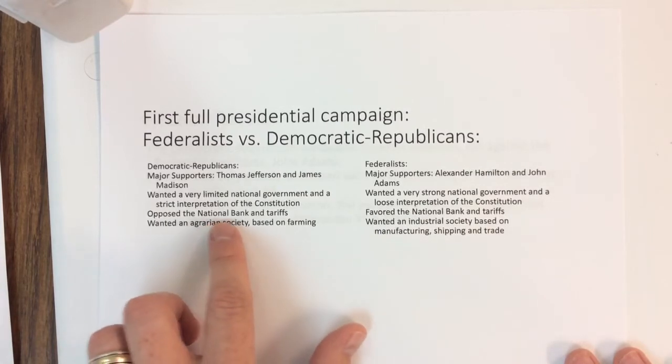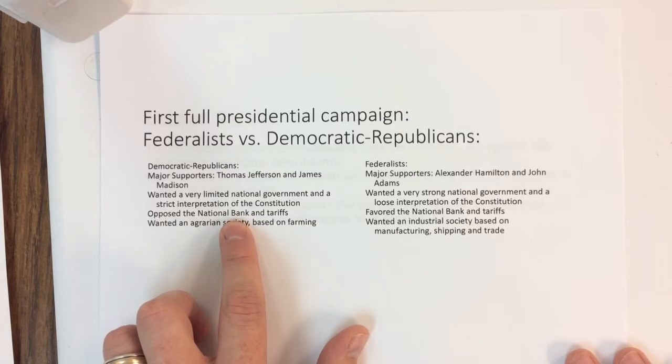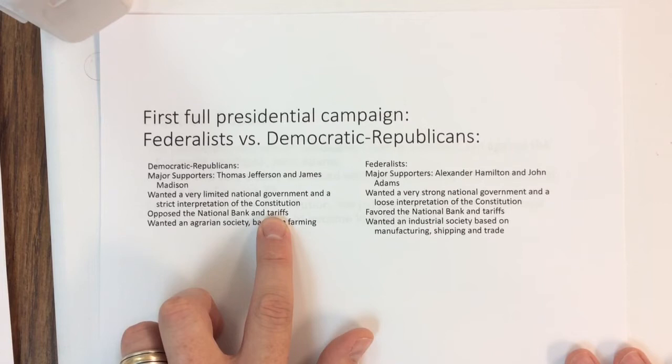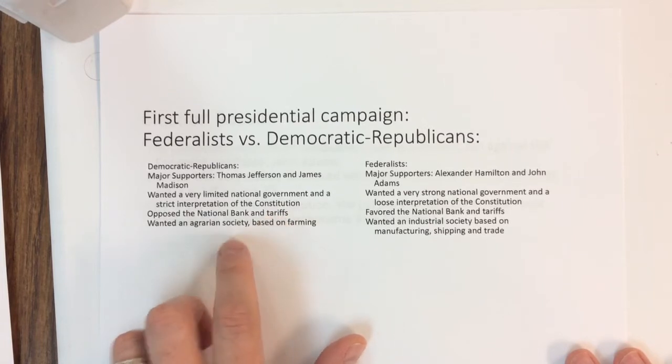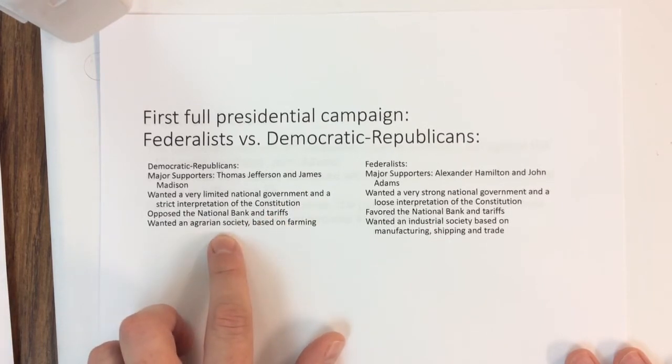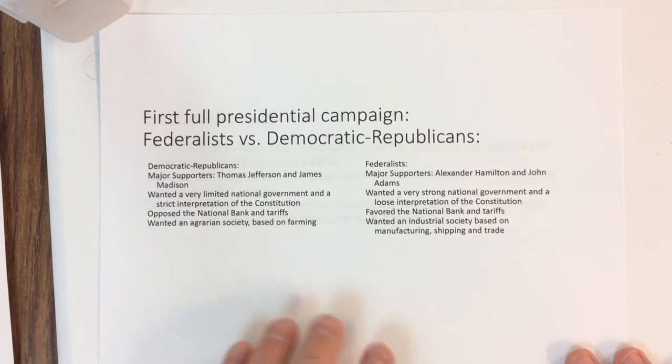They opposed the National Bank, which brought in all the taxes and helped pay down the debt, because southern states were paying an extra amount versus the northern states. They also opposed tariffs, or taxes on imported goods. And they wanted an agrarian society, which is a society based on farming.